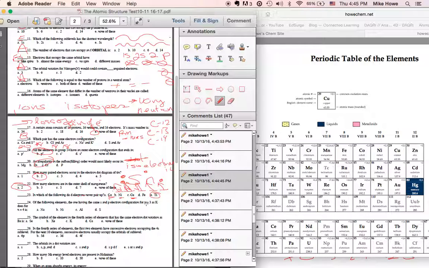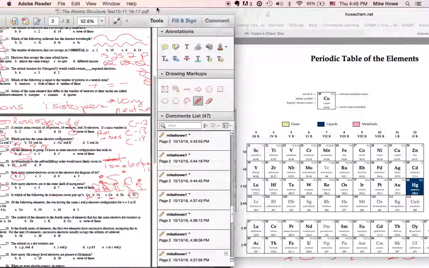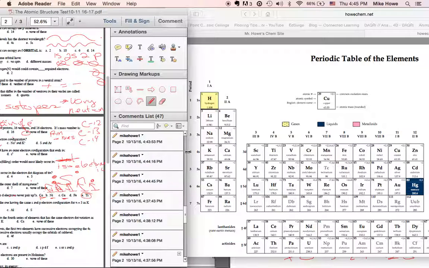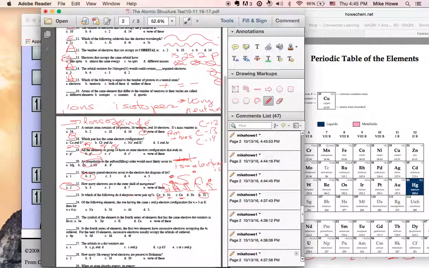Which one has the same S and P configuration for n equals 3 that K does for n equals 4? Well, let's look over here. Here's K in the 4th series, right here, and Na is in the 3rd series. Wouldn't it have the same outer shell electron that K does in the 4th series? So I think the answer is Na. So the answer would be A.